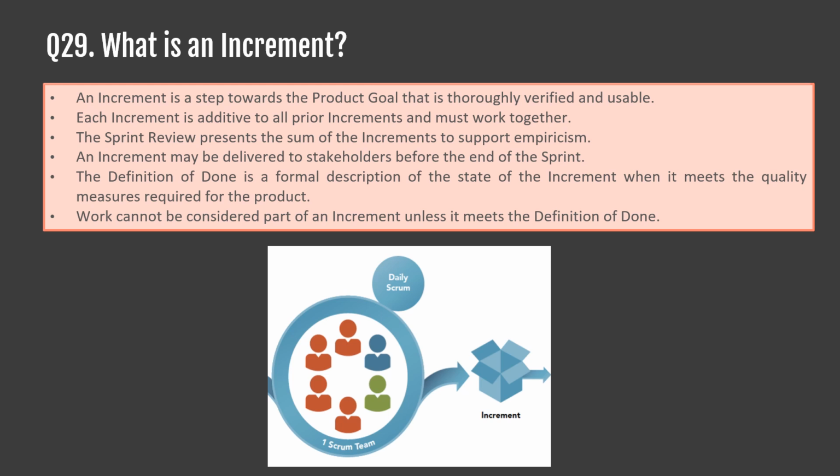A sample increment from the given case study can be of Sprint 1, where the Scrum team delivered and demoed the browse feature. This increment provided value to the product by making the browse feature available to the users. The Scrum team ensured that the increment was usable and met the definition of done, which is a formal description of the state of the increment when it meets the quality measures required for the product.